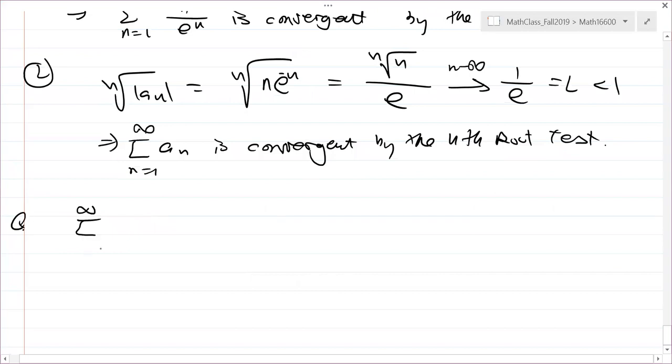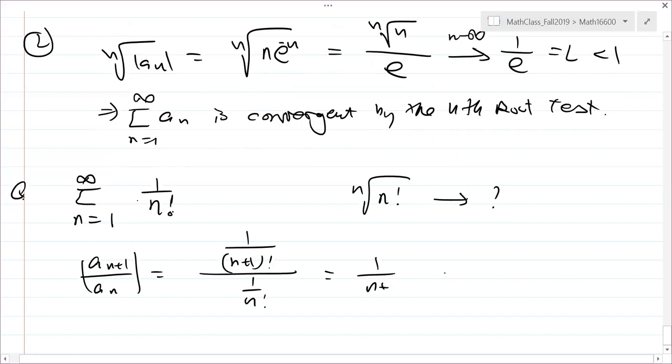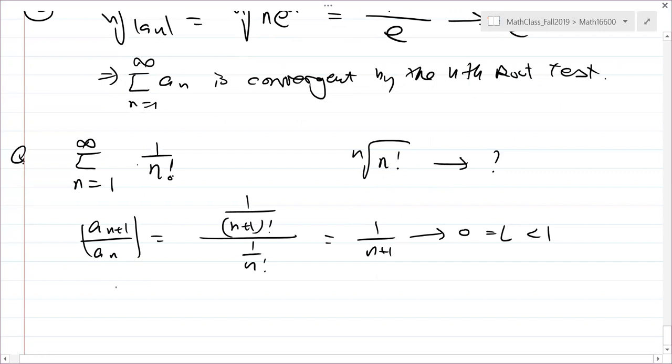For example, if you see n factorial here, and maybe I have other terms, in this case you cannot use the root test because it's impossible to figure out this limit. We only know the nth root of n approaches 1, so we don't know. You cannot use the root test to solve this problem. The only method you can use is the ratio test. Use the ratio test, then you can simplify. Then it approaches 0, which is L, and L is less than 1. Then done. So this series is convergent by the ratio test.